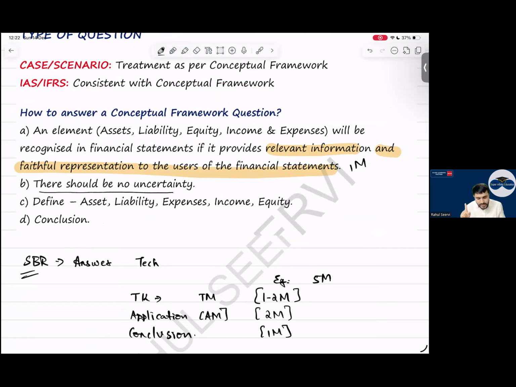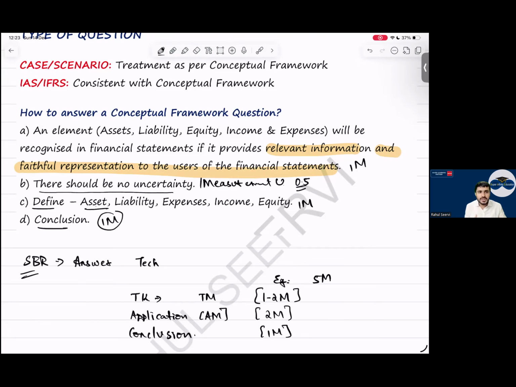Then there should be no uncertainty. What is the meaning of uncertainty? Can I say measurement uncertainty? Yes. Then define what is asset, liability, equity. Write down the definition of asset, liability, equity. That will also give you 1 mark. This will give you 0.5 marks depending upon the marking scheme, whether the question is for 4 marks, 5 marks, 6 marks, etc. Then give your conclusion for 1 mark.